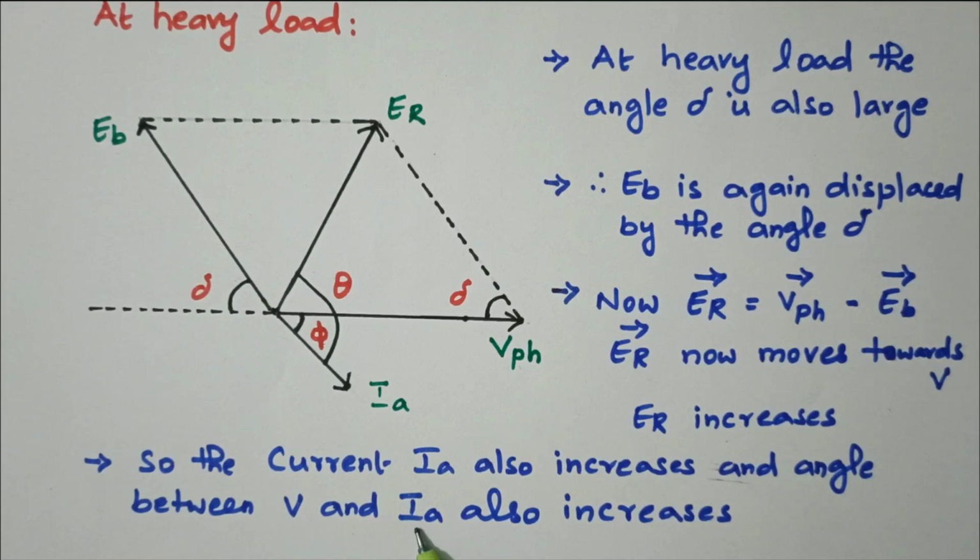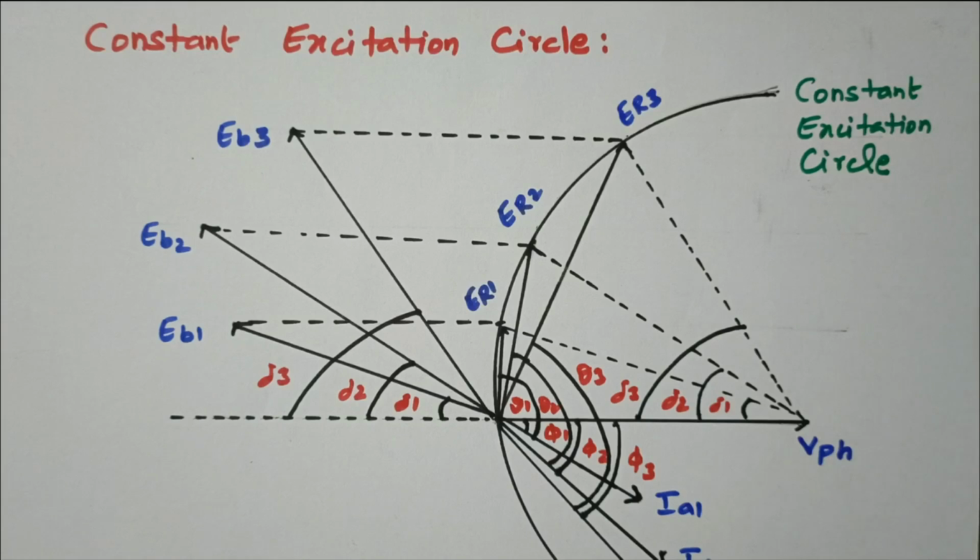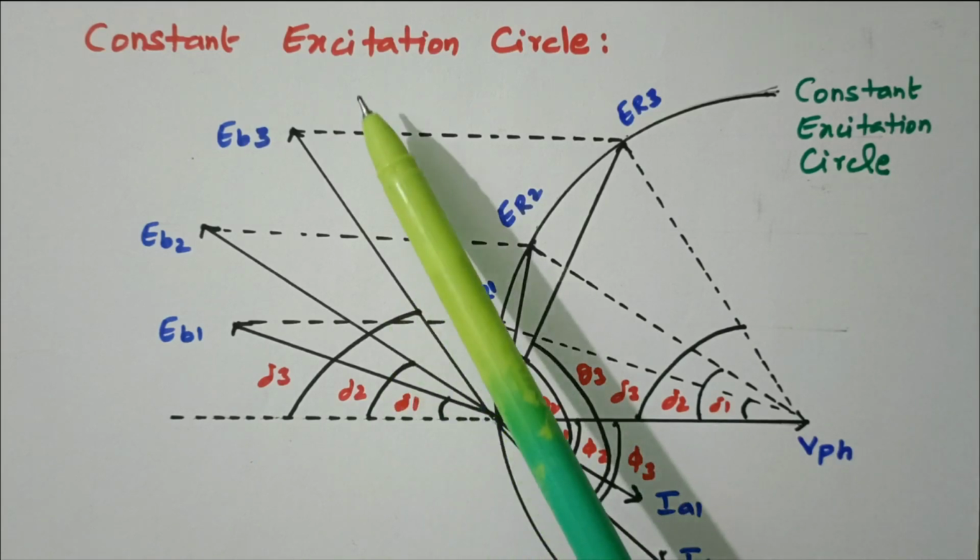What is that V and IA? This V and IA, this phi also increases. So for light load, the torque angle delta is small. For heavy load, the torque angle delta is more. That is the difference. Now we'll see the constant excitation circle. So this diagram refers to the constant excitation circle.